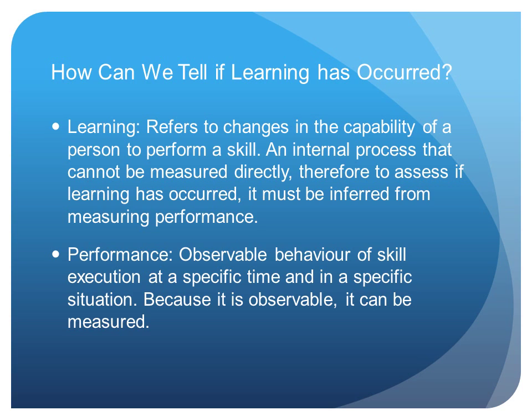Okay, let's start off by addressing the concepts of learning and performance. So, learning refers to the changes in the capability of a person to perform a skill. It's an internal process and can't really be measured directly. Therefore, to see if learning has occurred, it must be inferred by measuring performance. So performance is an observable behaviour of a skill and the skill's execution at a specific time and in any specific situation. Performance can be measured because it's observable.